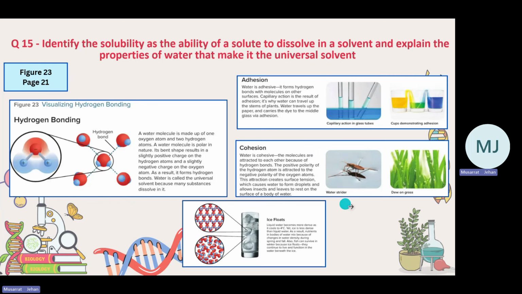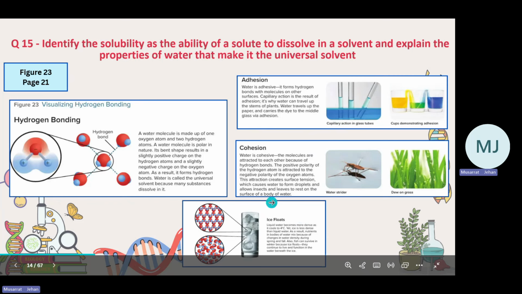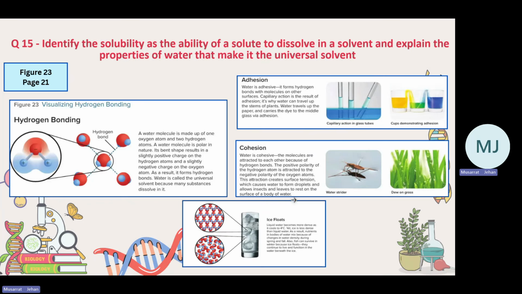Another property which helps a lot in the survival of other animals is that ice, when it is formed, floats on water. Now, why is it that ice floats on water? When liquid water cools and comes to 4 degrees Celsius, it becomes more dense than ice. The density of water at 4 degrees Celsius is more than ice. So ice is less dense than liquid at 4 degrees, and it will float on the top.